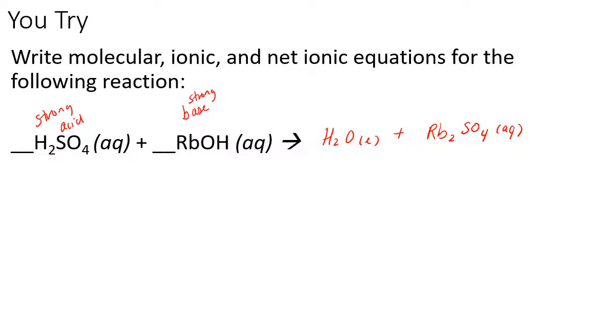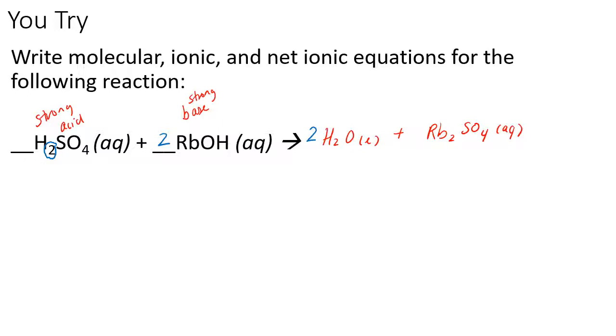And then we want to check and make sure everything is balanced first. So notice we have 2 rubidiums on the right, so we're going to put a 2 out in front on the left. And we have a diprotic acid, which means that sulfuric acid has 2 protons for every 1 anion. So we have a total of 4 hydrogens on the left-hand side, and we need to have 4 on the right, so we put a 2 out in front. And everything else should be balanced now.